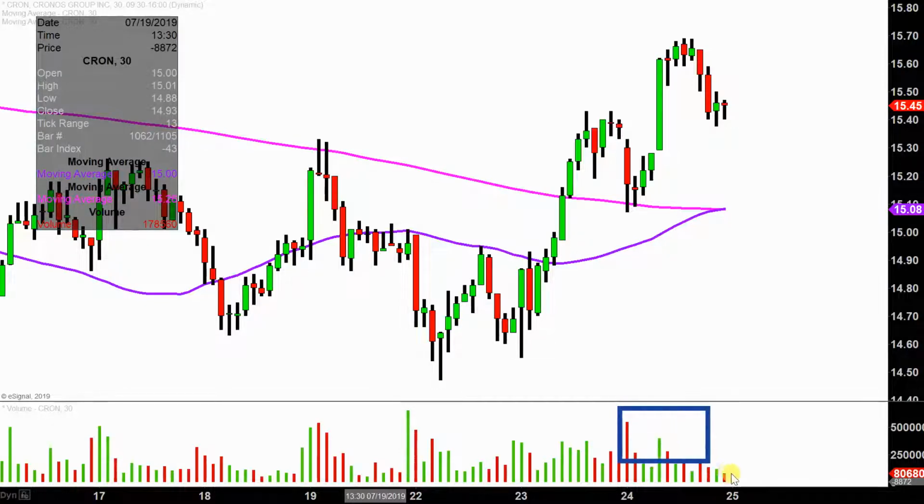And then you look down here at the volume. While it wasn't record volume or anything like that, still good solid volume on the day. So a lot of eyeballs on this one going forward. So let's map out some areas of support and then we can talk levels of resistance.